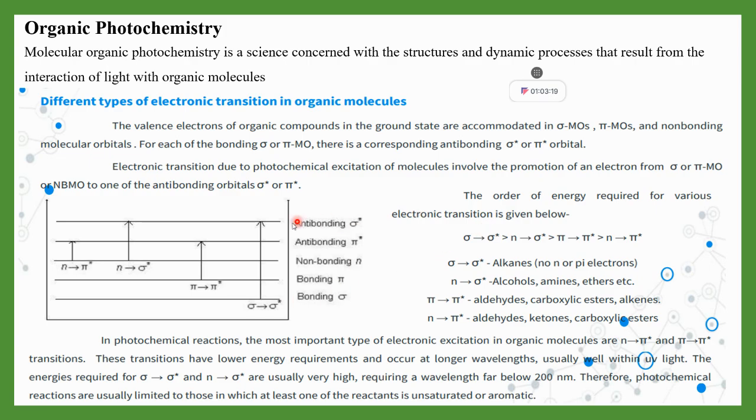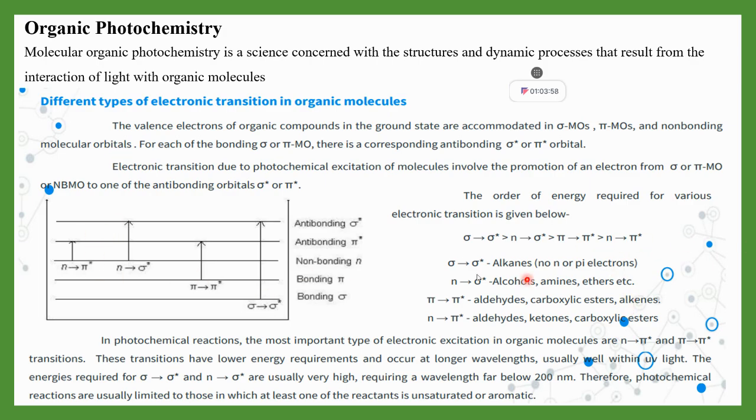So sigma to sigma star will have highest energy because energy levels, you can assume as your hotel rooms, hotel room 1, 2, 3, 4, 5. To go from floor number 1 to floor number 5, energy required will be greatest. Yes or no? From n to sigma star, it will be quite less. From pi to pi star, it will be less. And from n to pi star, that is only one room away, that will be least.